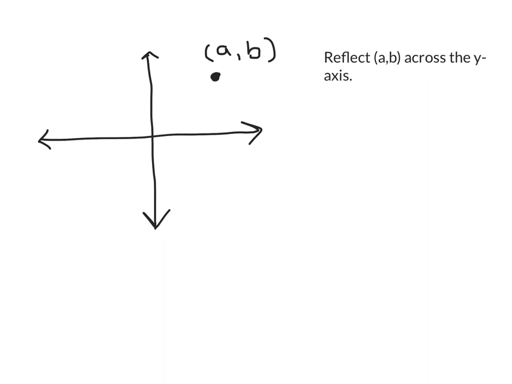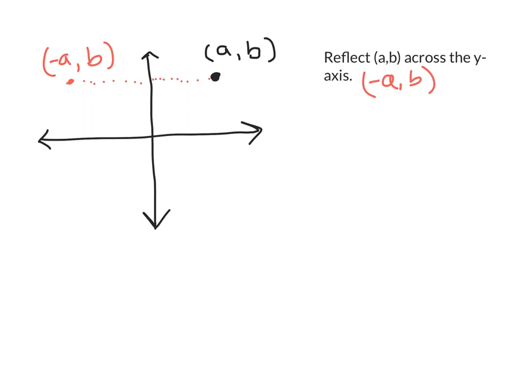Well, that means I'm going to be reflecting across this way. And I know I should end up with the same y coordinate and the opposite x coordinate. So I should end up with negative A, B.